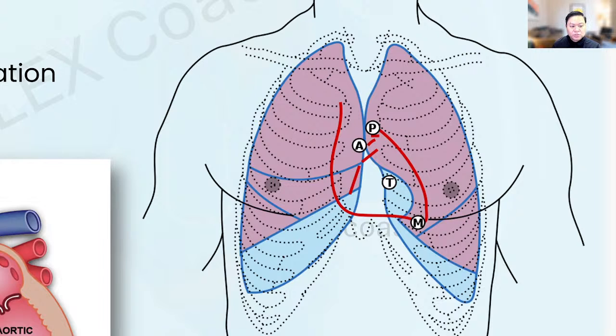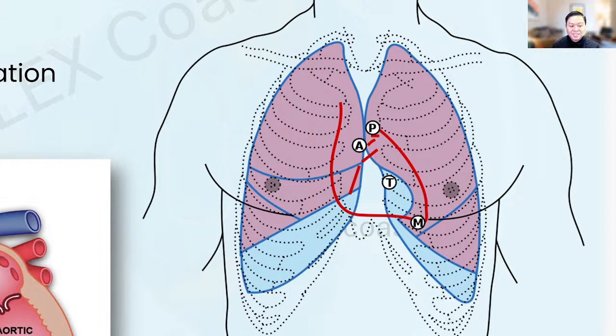You have the tricuspid section right here where the T is. You will be able to hear the tricuspid valve about the fourth, 1, 2, 3, 4, or fifth intercostal space to the left sternal border. That is where the tricuspid is, and then you have the mitral valve.